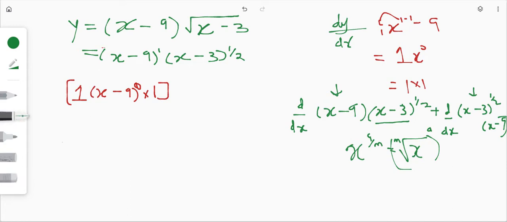When you're using the chain rule, you're going to derive 2 times, all right? You derive outside, as we did here, 1 times 1 becomes 0 here. This one comes. We've derived outside. Then we also derive inside. That's where we derived x minus 9, and that's how we got this one.